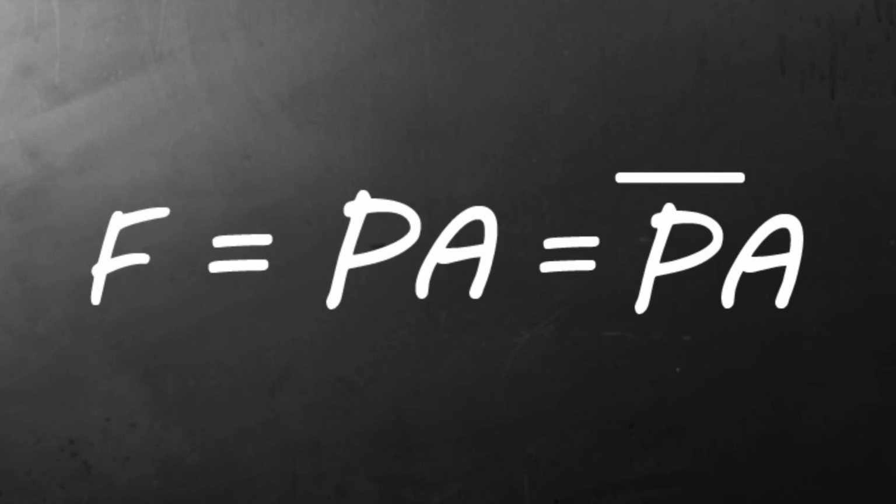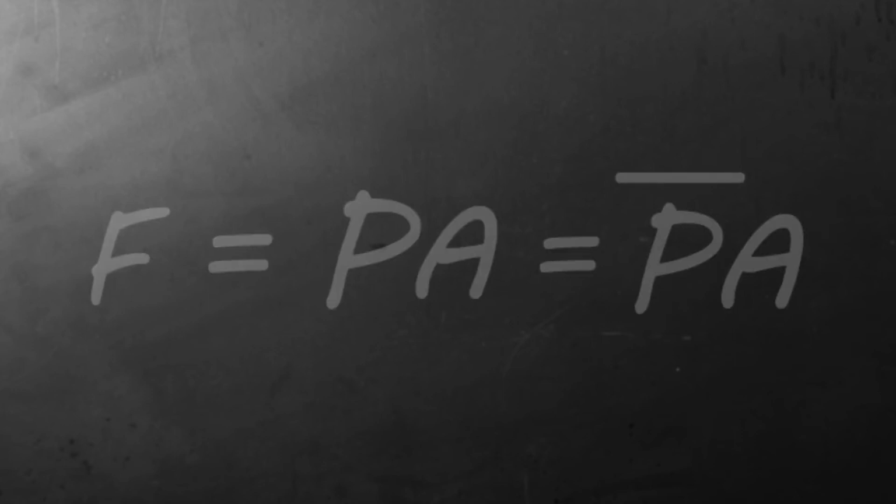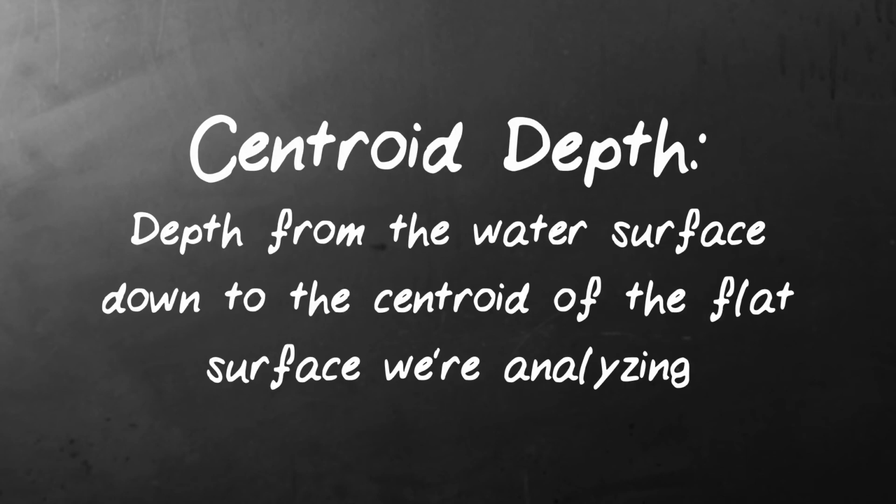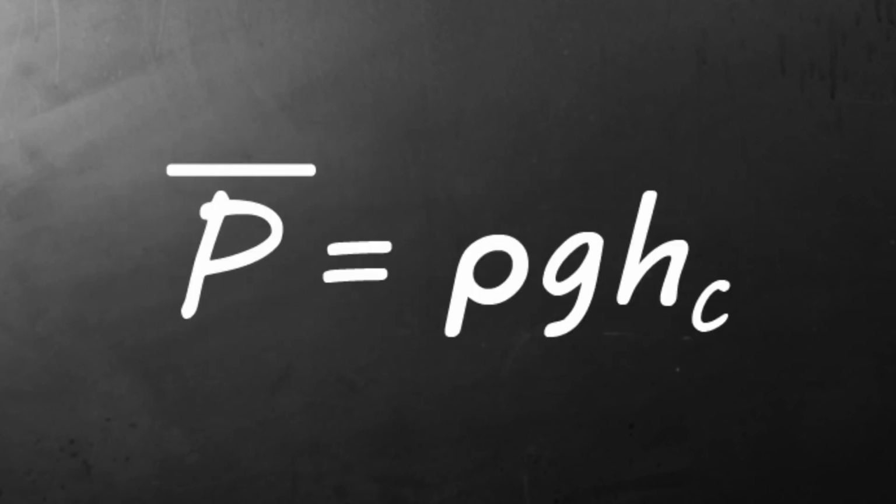The average depth is what we call h sub c, where the c means centroid. It's the depth from the water surface down to the centroid of the flat surface that we're analyzing. The reason we use a centroid is we don't always have rectangles. Sometimes we have triangles, sometimes we have circles. Any flat surface is going to have a centroid. So we can generalize by thinking about the centroid depth. Once we know that, the average pressure will be rho times g times h sub c.